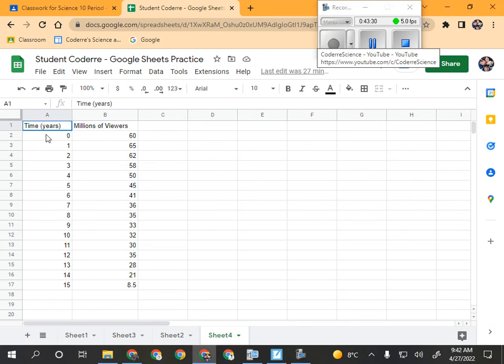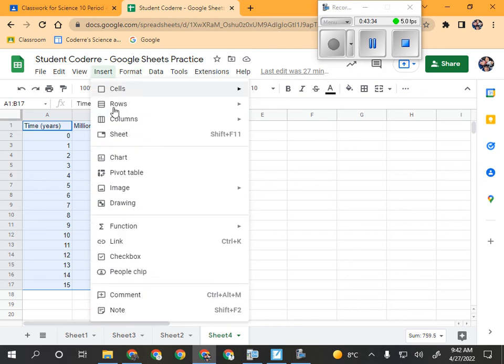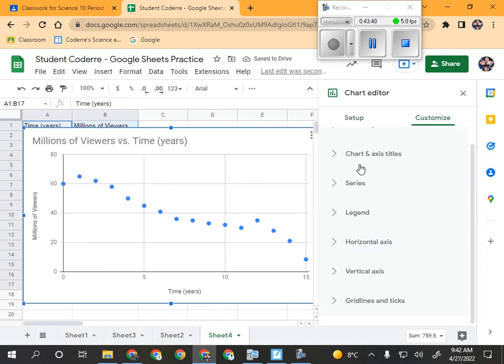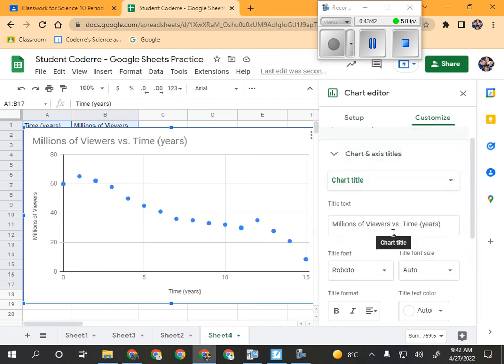Just to walk through this really quickly, guys, to get that graph built. Insert chart. You can see it does exactly what it's supposed to do. Then we're going to go to axis and titles, and we're going to call that Disney Star Wars graph.